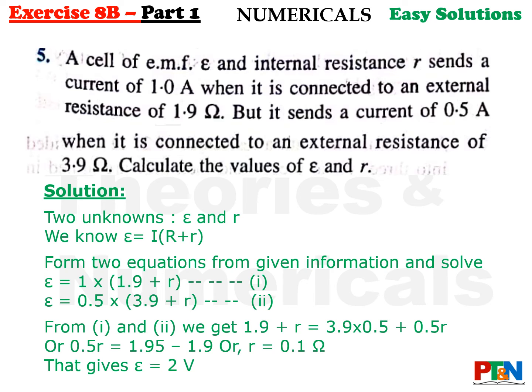Again, easy one, you know the relation. There are two unknowns here, EMF and internal resistance. And you know the relation E is equal to capital I into capital R plus small r. Put the values, get two equations, then solve for E and r. Easy ones, go step by step, use the formulas, relationships you know. So here you get the value of r is equal to 0.1 ohm and voltage, that is EMF, is 2 volt.